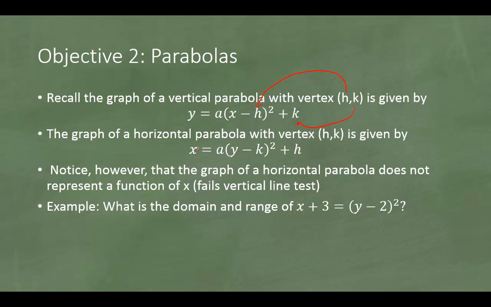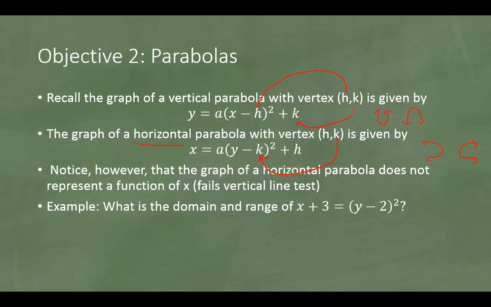A graph of a horizontal parabola, in other words, one that opens either to the left like this or to the right like that, versus a vertical parabola, which opens up or opens down, is given by x is equal to a times y minus k squared plus h. Notice that the k, which is a y value, is now with the y here, y minus k squared.